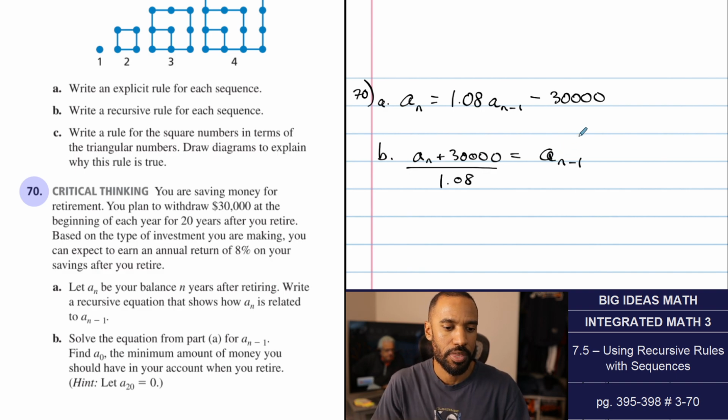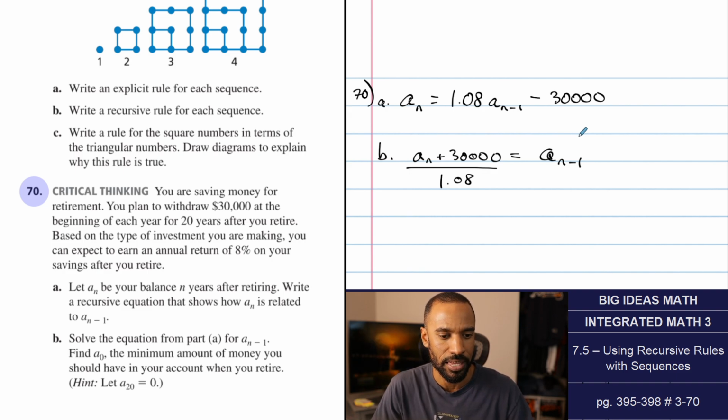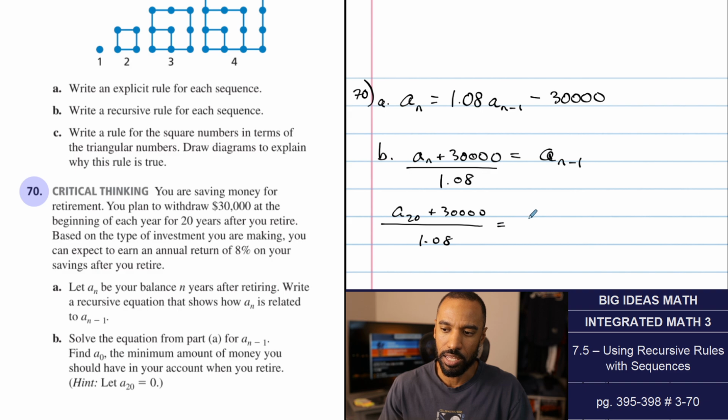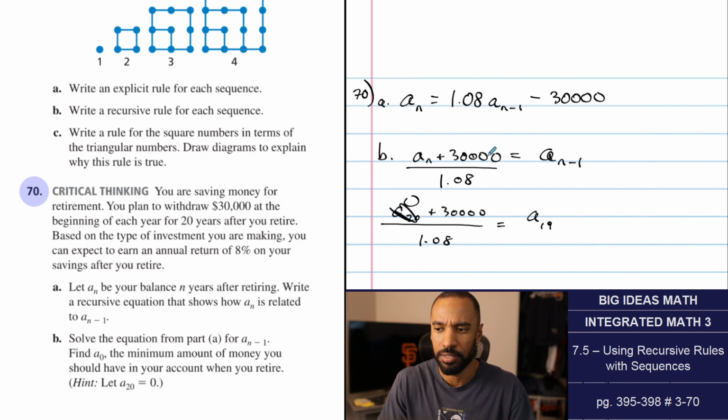Find A sub 0, the minimum amount of money you should have in your account when you retire. Hint, let A sub 20 equal 0. It actually makes sense because 20 years after you retire, we need to make sure that this goes to $0. Okay, so we need A sub 20 plus 30,000 over 1.08 equals A sub 19. Am I saying this right? And A sub 20 is 0. So A sub 19 is that.